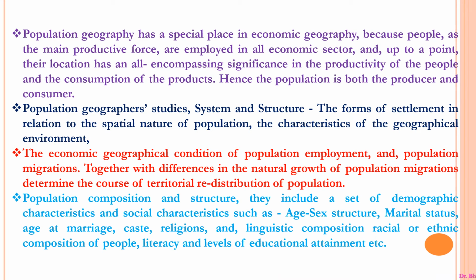Means the next one is population composition and structure. They include the set of demographic and social characteristics such as age, sex structure, marital status, age at marriage, caste, religions, and linguistic composition, racial and ethnic compositions of people, literacy and level of educational attainment.